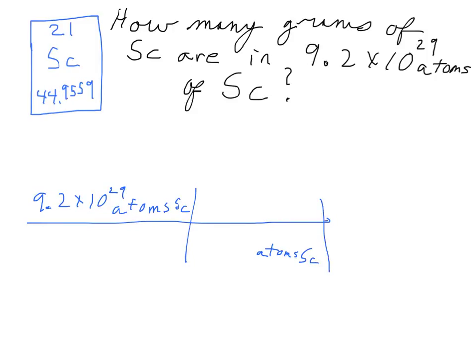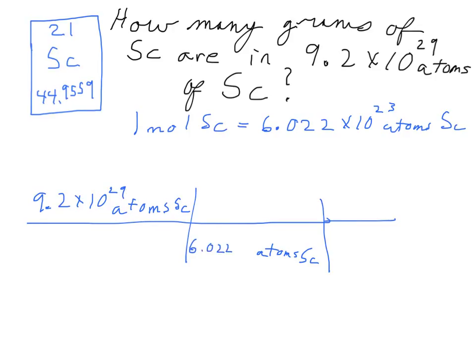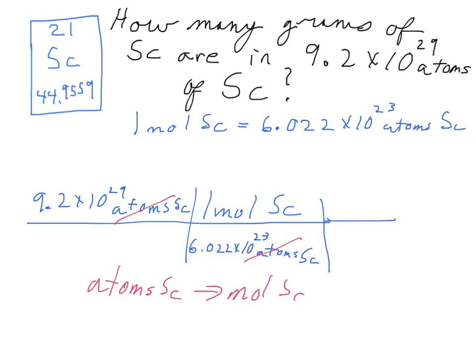What do I know about atoms? Well, I know their relationship to number of moles. I know that 1 mole of scandium contains 6.022 times 10 to the 23rd atoms of scandium. So 6.022 times 10 to the 23rd atoms of scandium in 1 mole of scandium. So I've gone from atoms of scandium over here to moles of scandium over here.